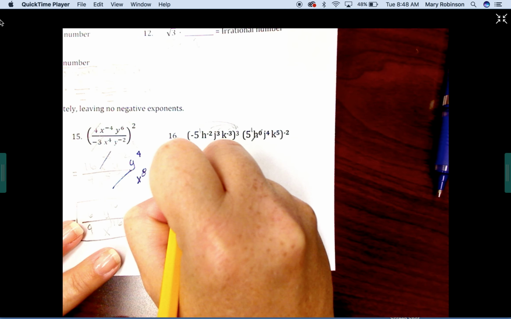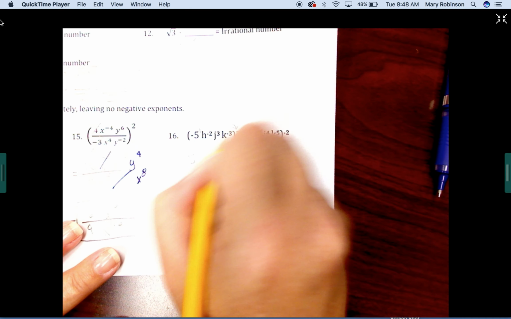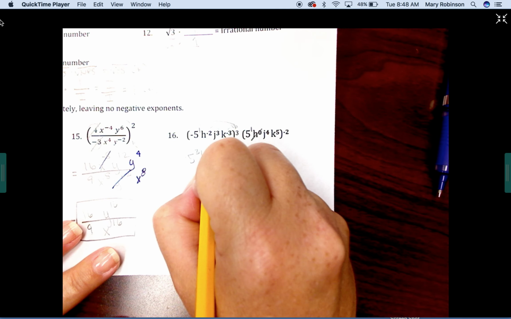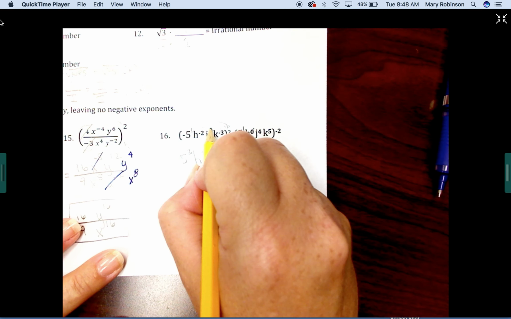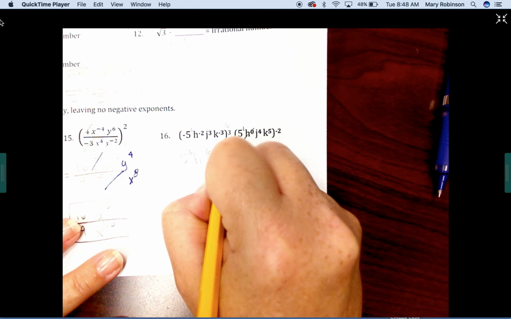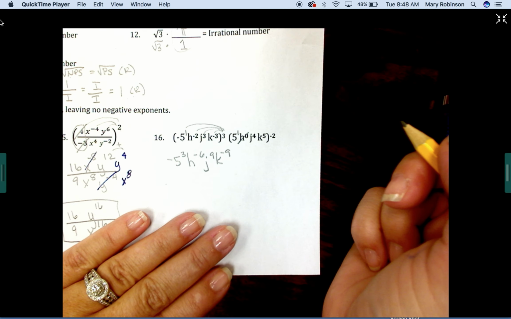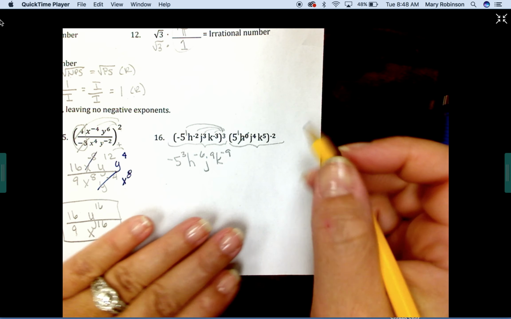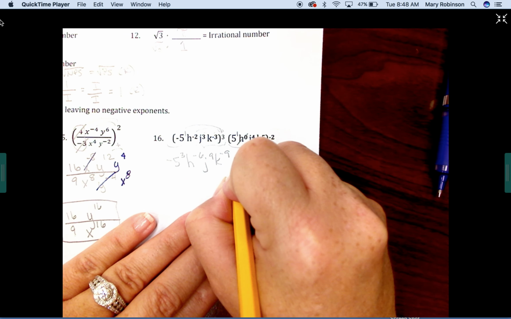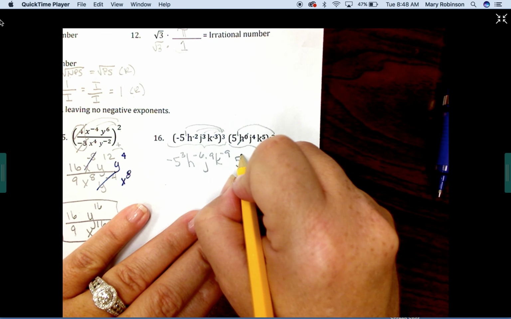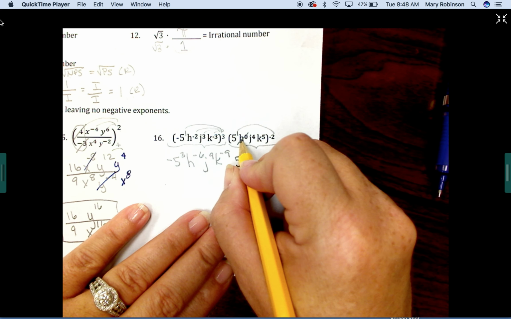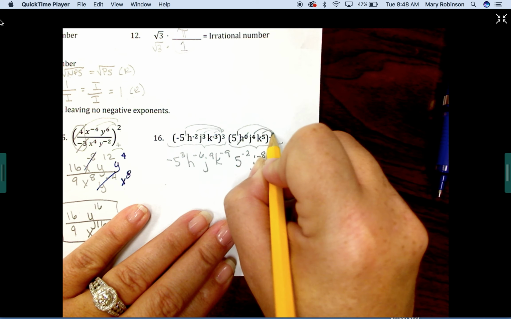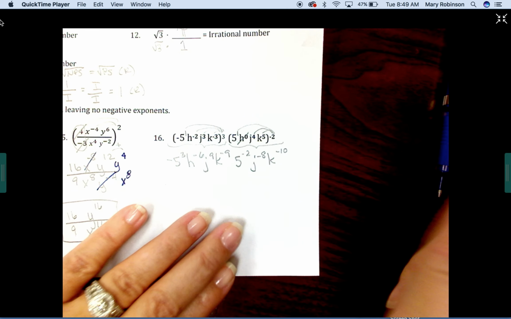So that means I'm going to have -5 to the 1 times 3, third power. H to the -2 times 3 is -6th power. J to the 9th, and K to the -9th. So that's for this part here on the left. Now when I evaluate this part here on the right, I'm going to have 5 to the -2. H is gone. J to the -8th. K to the -10th.